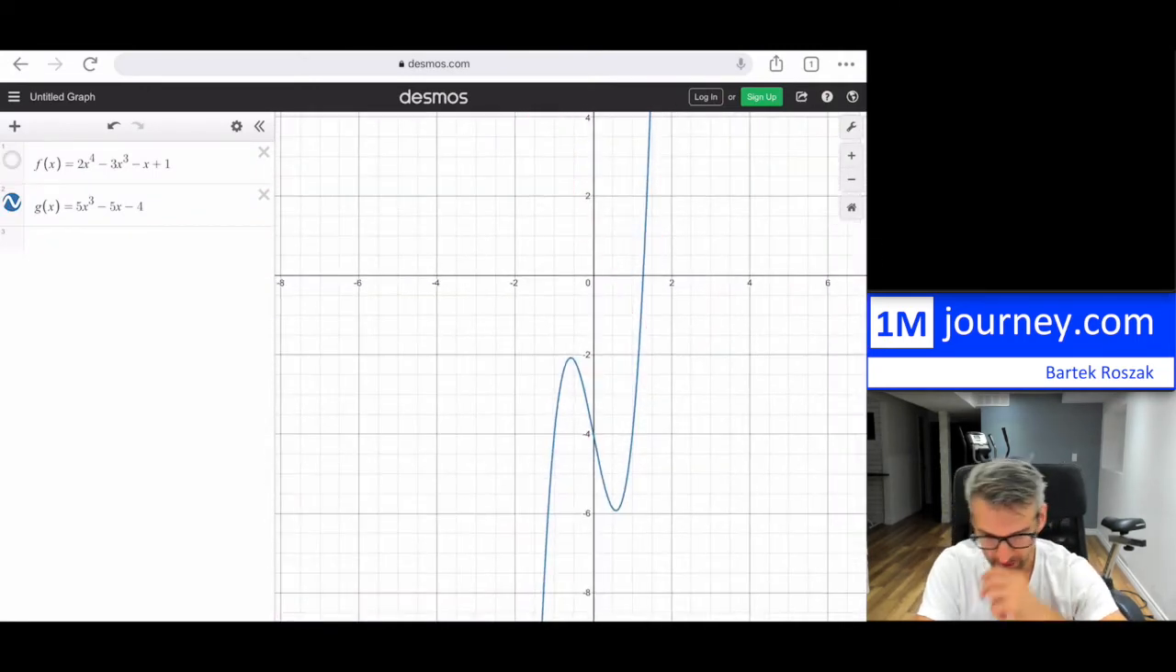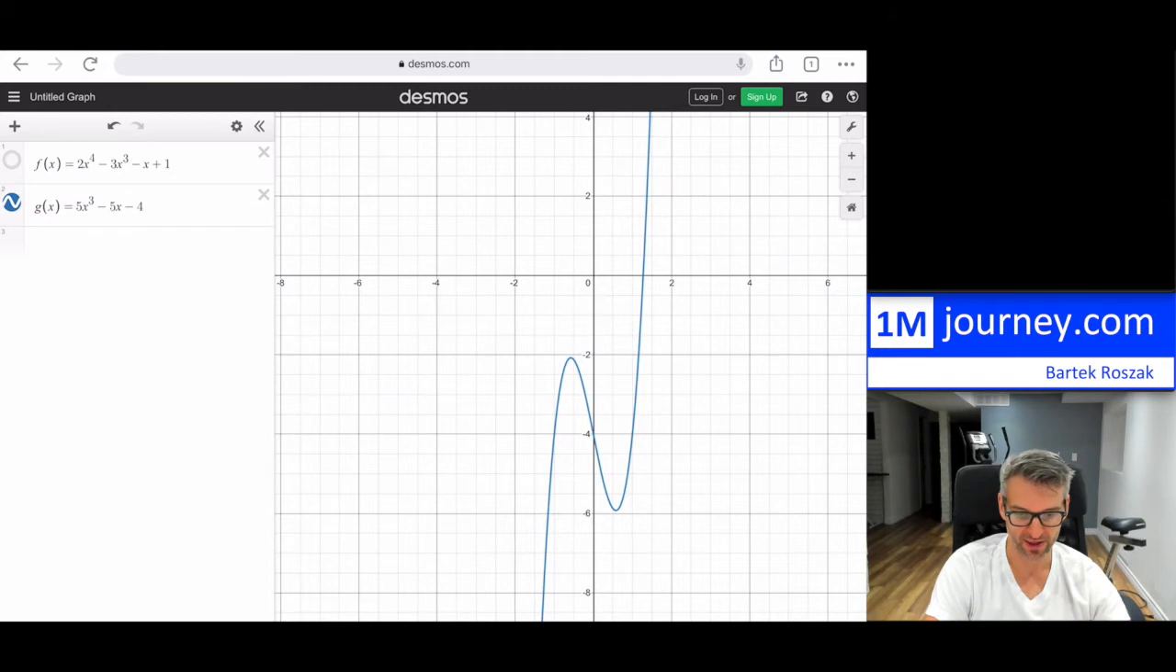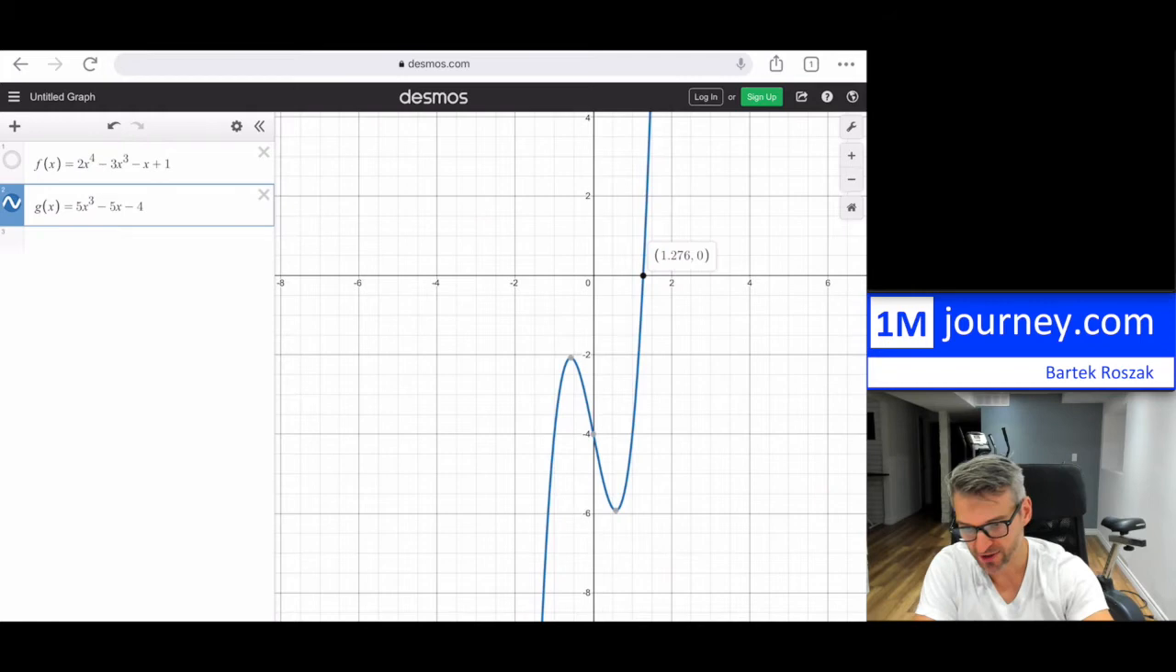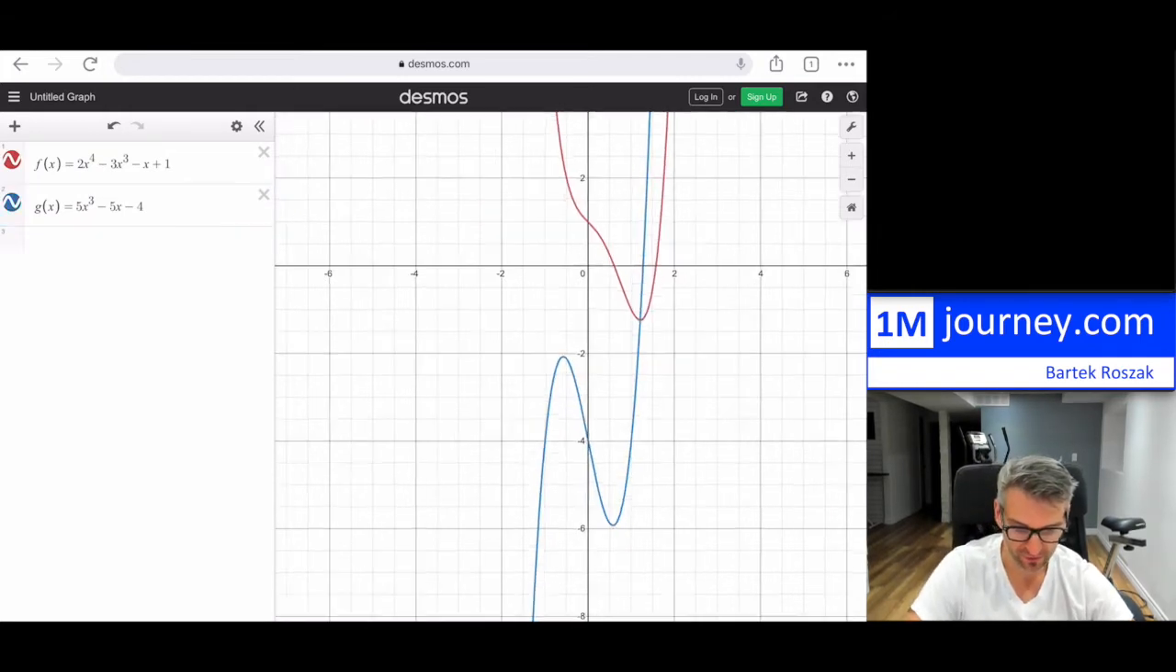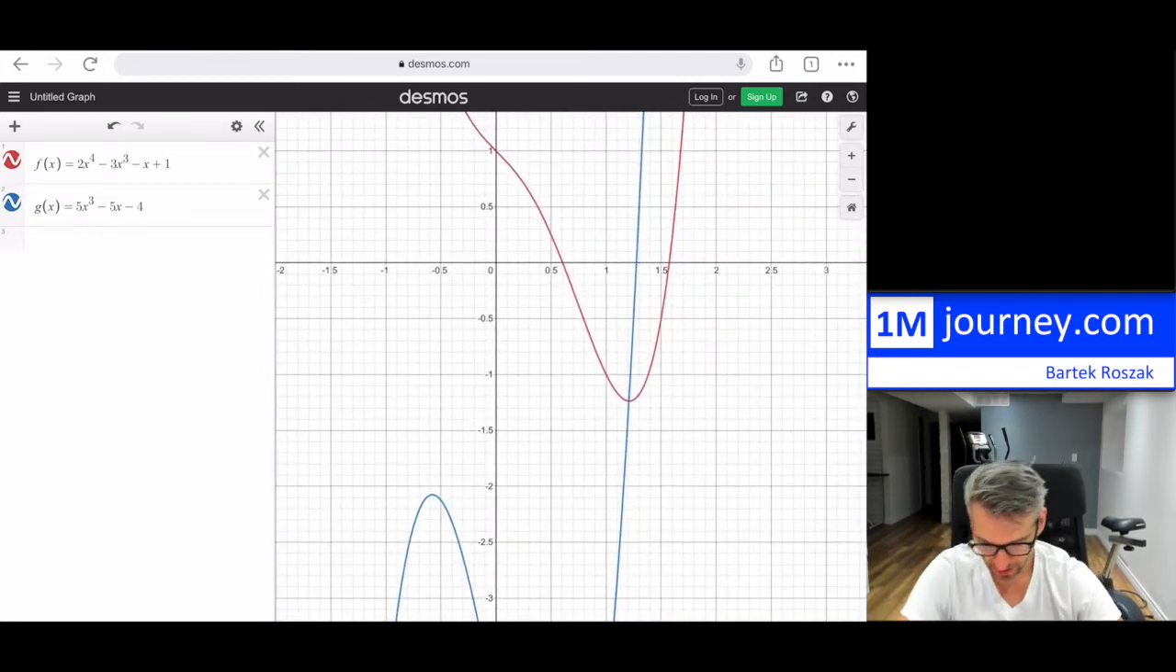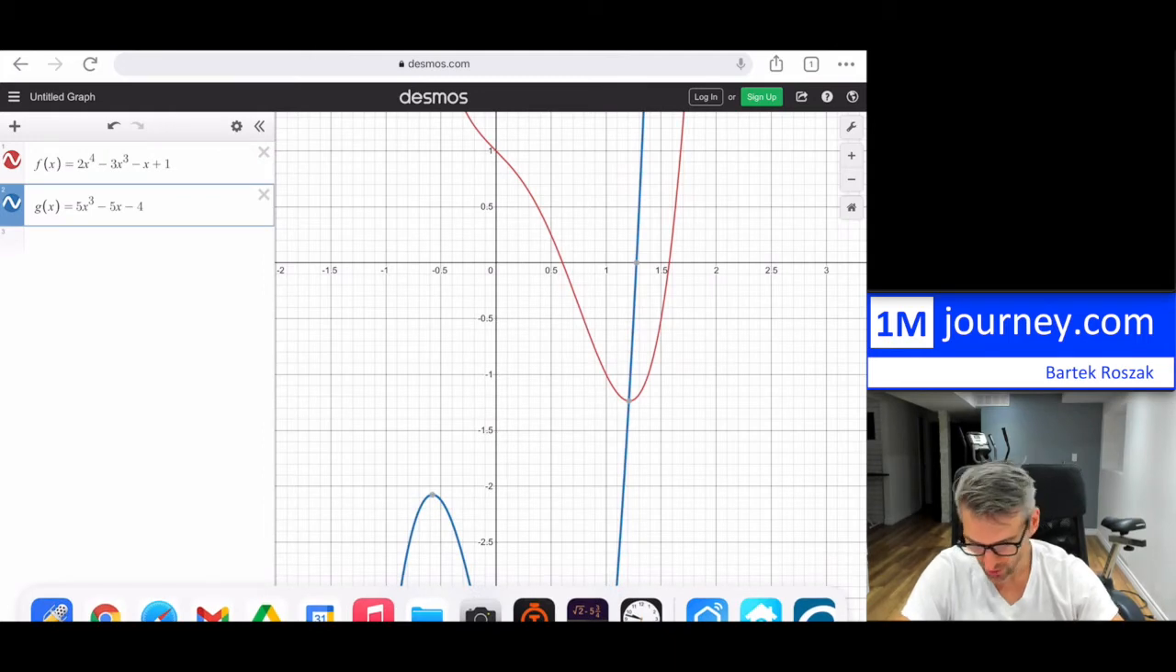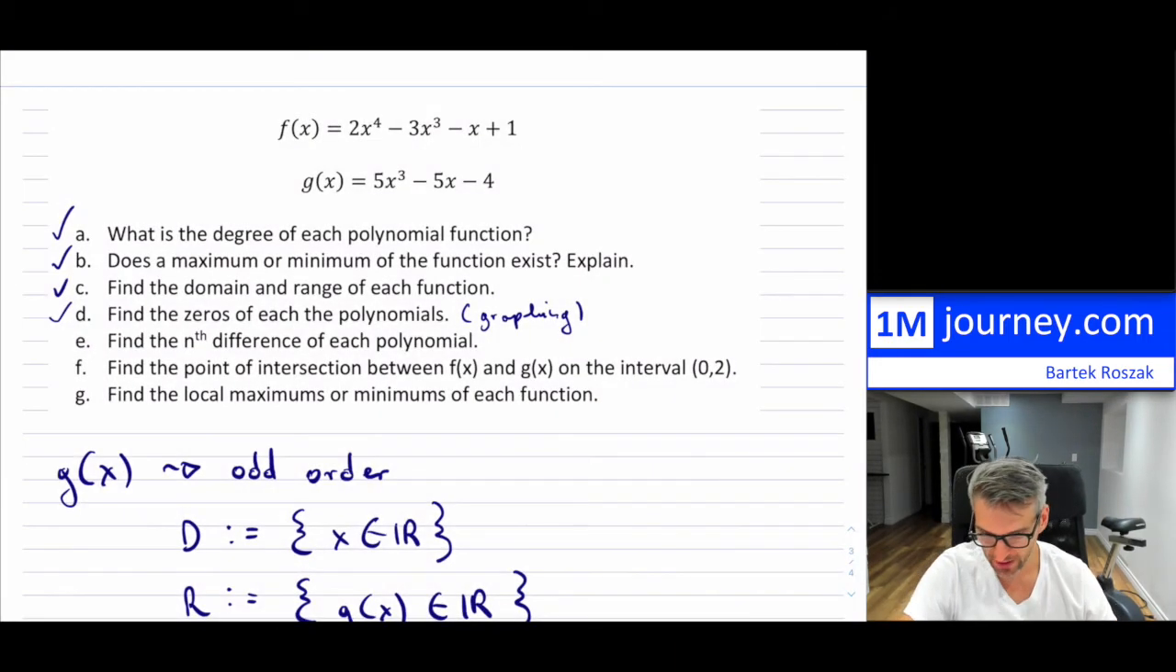So here, let me take the other one out, f of x. So this is g of x. It looks kind of funky, but really there's only 1 crossing, and that crossing happens right there, 1.276. All right, okay, so that's what we would have within here. So those are your zeros. There's only 1 actual crossing that we have, and we did it through graphing.